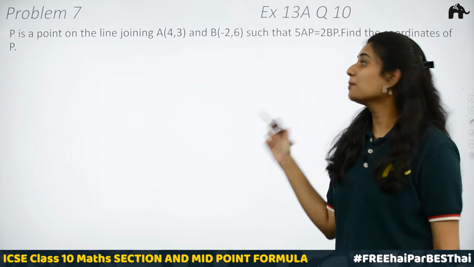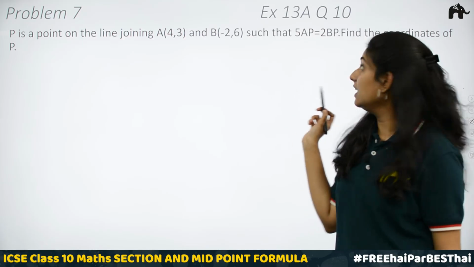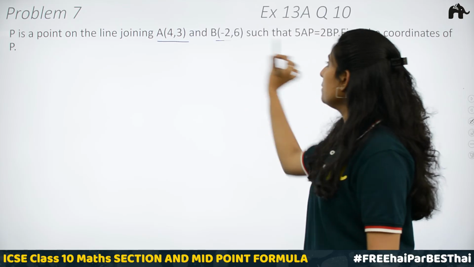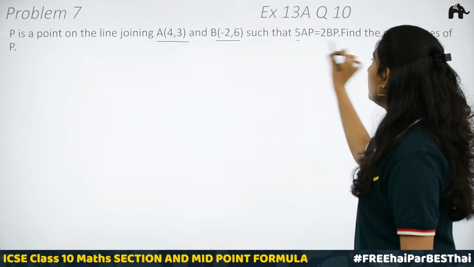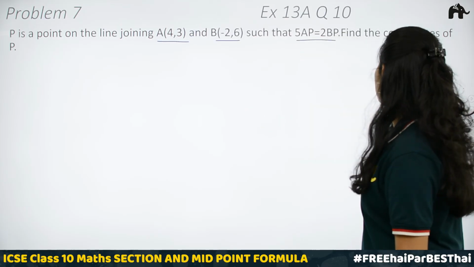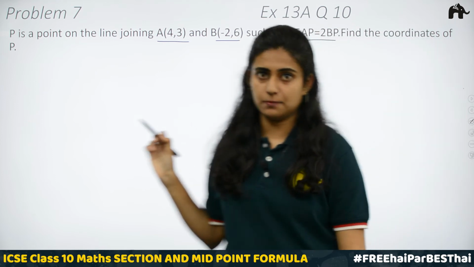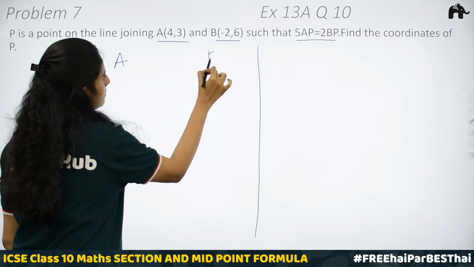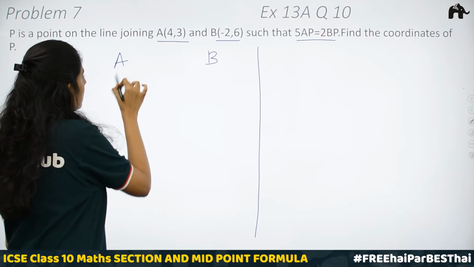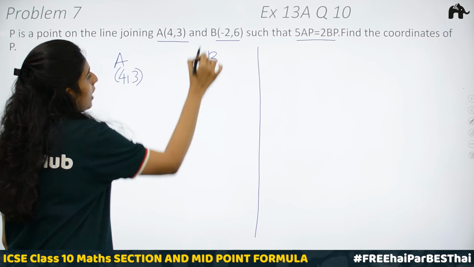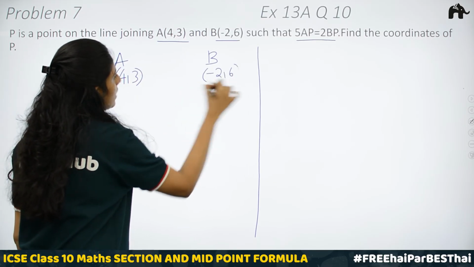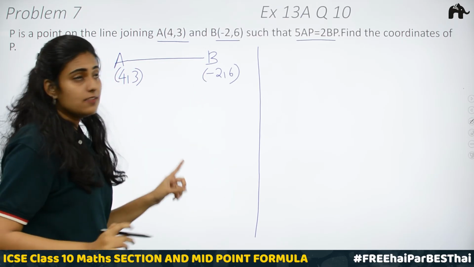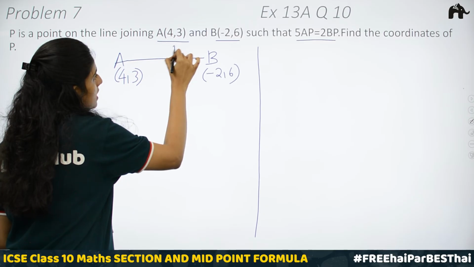Clear? Next, problem 7, question 10 of exercise 13A. P is a point on the line joining A (4, 3) and B (-2, 6) such that 5AP is equal to 2BP. Find the coordinates of point P. We have a point A and a point B. Coordinates of A are given, 4, 3, and that of B are -2, 6. Joining these 2 points, we get a line. It is divided by a point P.